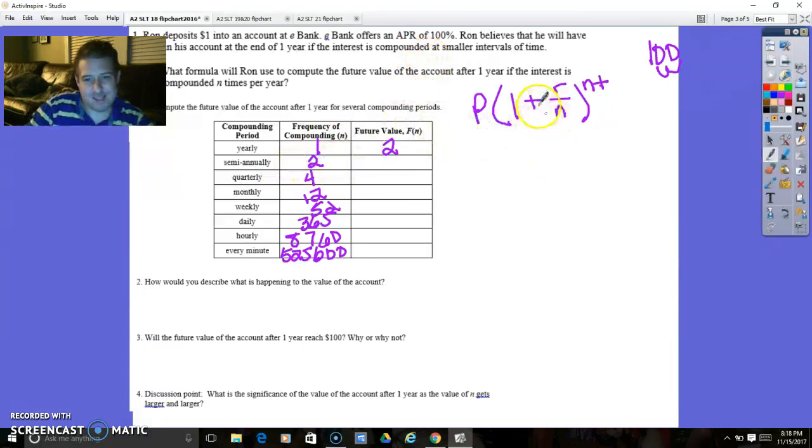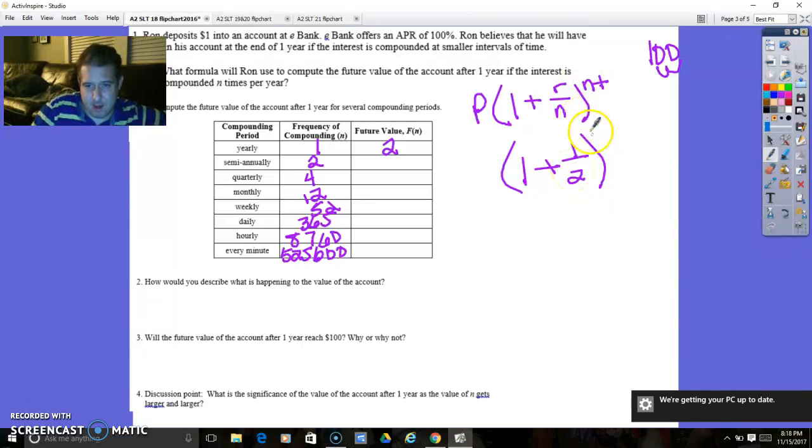Now, what if you're doing it semi-annually? So what's happening is if you compound in the middle of the year, you're going to make interest for the first half of the year, plus you're going to make interest on that interest for the second half of the year. So that's 1 plus the rate, which is still 1, divided by 2. So this is 1 plus 1 divided by 2, to the nt power, which is 2. Now you're dividing that number into 2 equal amounts for the half of the year, but then you're going to do it to the power of 2 times 1 year.